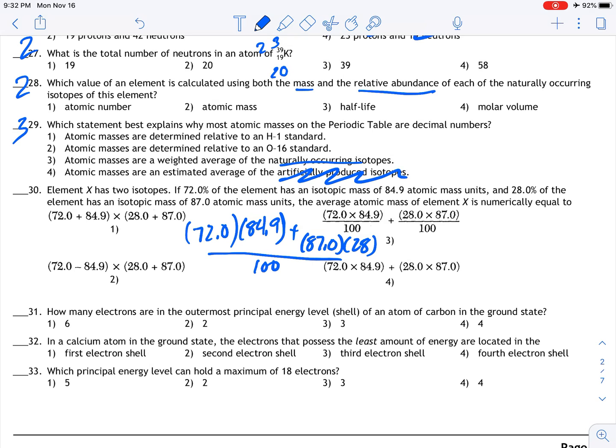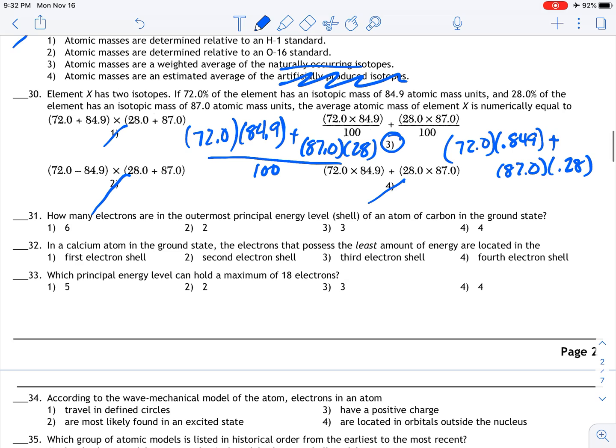We would need to, so it can't be 1 because they're not dividing by 100, and there's subtraction going on in 2. And again, there's no dividing by 100, so it has to be choice 3. The other option would be 72.0 times, make this into a decimal, and then this would be 87.0 times 0.28. You can do that because I'm not dividing by 100.